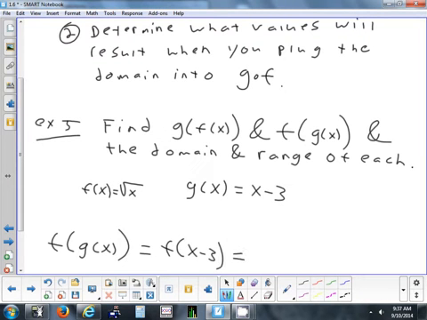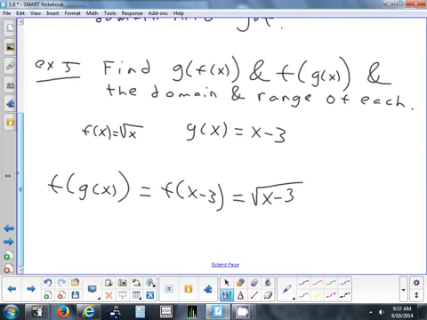What's going to be my answer when I do that? Filling in x minus 3 in function f. Yep. Square root of x minus 3. Yeah, it's just the square root of x minus 3. Okay, let's start with the domain. There's no restriction on the inside function. It's just x minus 3. No problem there. Is there any restriction on the final function, the composed function?